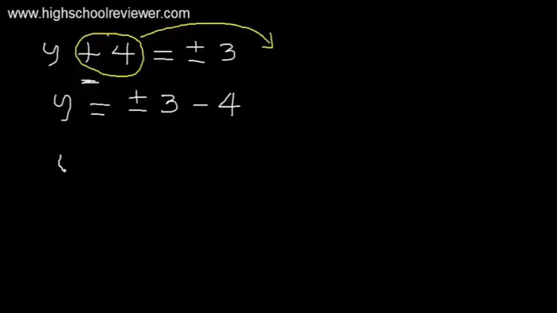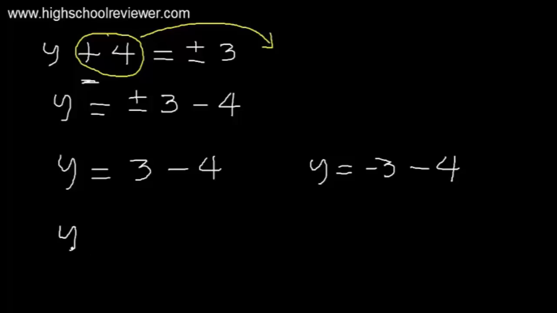So there will be two values of y. We will have first the positive, so positive 3 minus 4, and the second value will be negative 3 minus 4. So our y sub 1 will be 3 minus 4, that is negative 1, and our y sub 2 will be negative 3 minus 4, negative 7. Therefore, y sub 1 equals negative 1 and y sub 2 equals negative 7. They are our final answers.